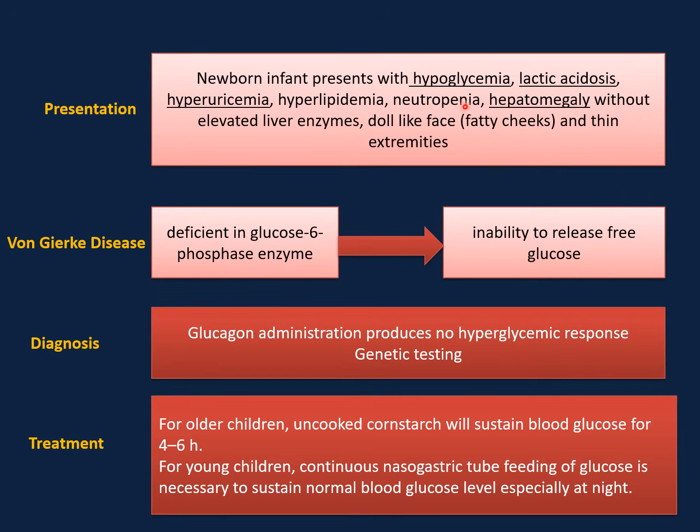So hepatomegaly, hypoglycemia, seizures, lactic acidosis, hyperuricemia, high triglyceride level. This is Von Gierke disease because the liver cannot break down the glycogen to glucose. So if you give them glucagon, for sure this will not elevate the blood sugar, and these patients will continue having hypoglycemia even with glucagon, and this is diagnostic.